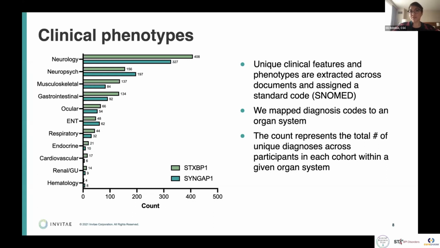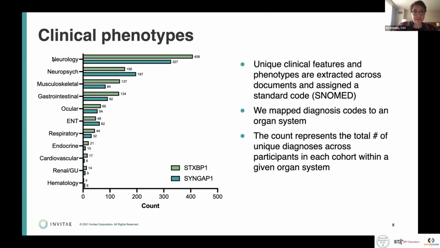And this is one of the benefits of using a standard terminology, which allows that propagation in a somewhat automated fashion. And so what I'm showing you in the graph here, in the light green color, we see STXBP1. And then in this teal, blue-green color, we see SYNGAP. And we're showing the number of unique diagnoses mapped to each organ system across those cohorts. So for example, looking at the neurology bars at the very top of the graph, we see that there were 408 unique diagnoses counted across the population, compared to 327 in SYNGAP.